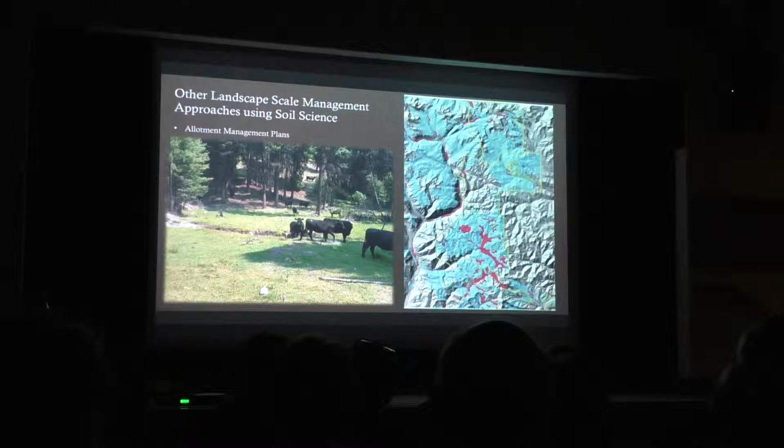So other landscape scale approaches you can use for this method would be allotment management plans. I talked about the capability and suitability ratings for soils, and you can do that with grazing systems too. You can figure out places that are suitable and capable, and areas that are neither suitable nor capable to graze livestock.